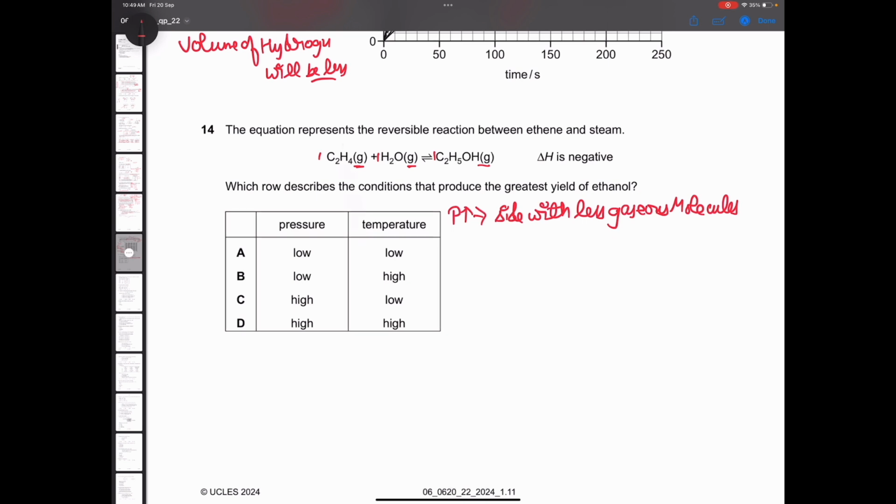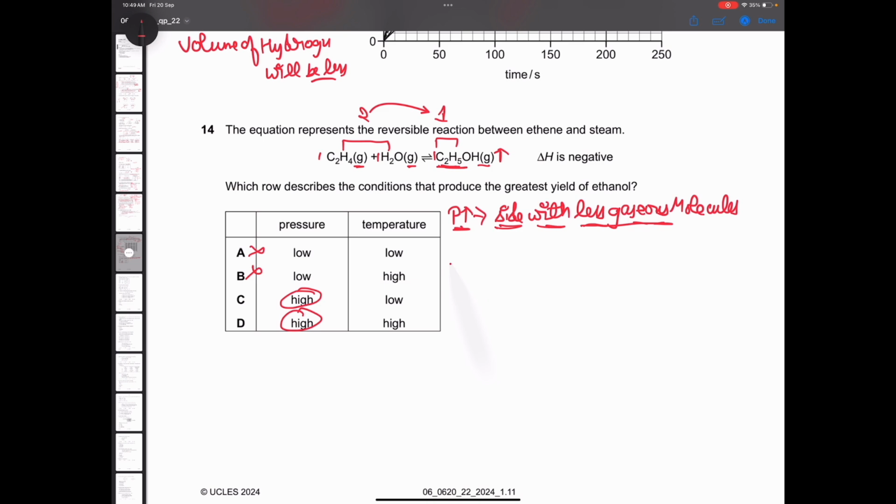So currently on the reactant side, there are two gaseous molecules. And on the product side, there is only one gas molecule. So if you increase the pressure, the reaction will shift to the side with less gaseous molecules. So that is towards the forward side. And if you go towards the forward side, the yield of ethanol will increase. So it means we definitely need the pressure to be high. A and B removed. Pressure should be high.